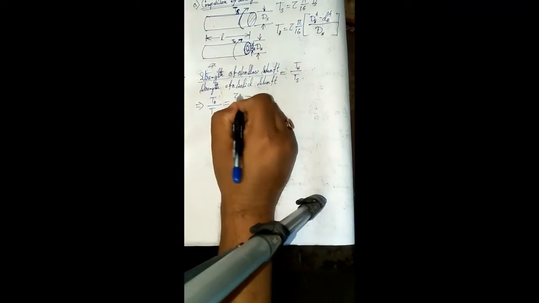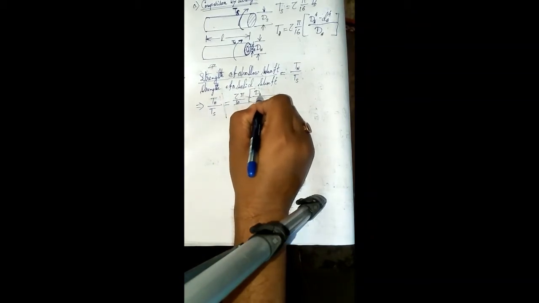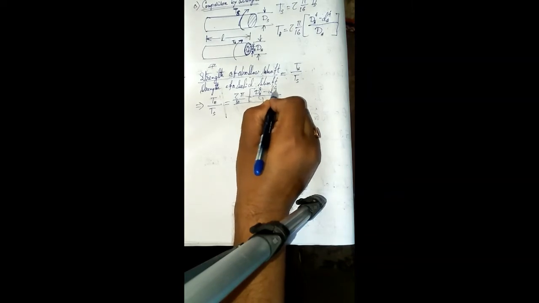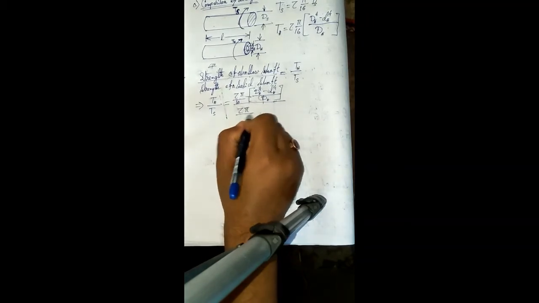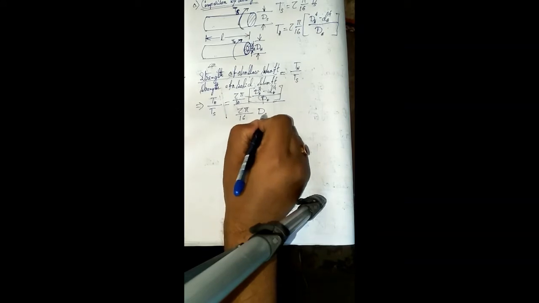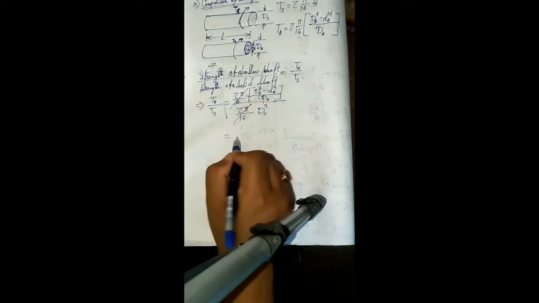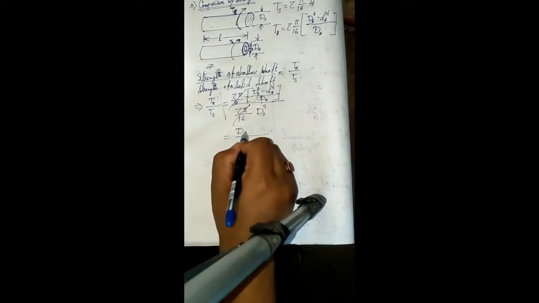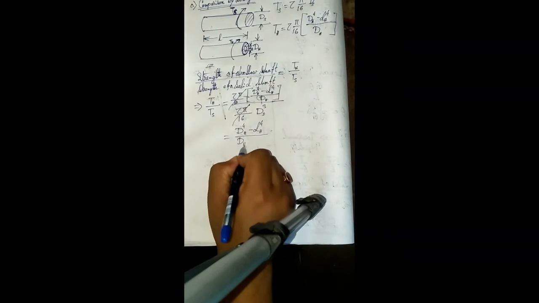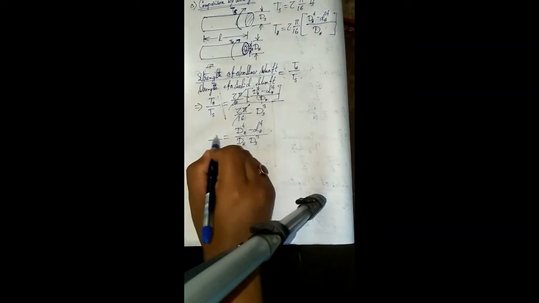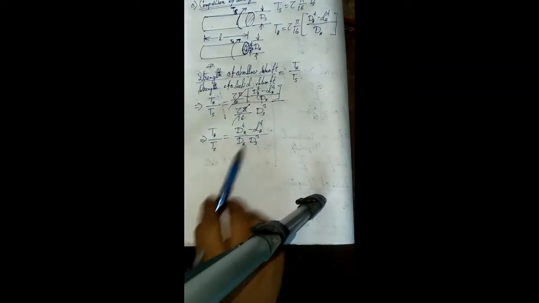this value, tau into pi by 16 into capital DH to the power 4 minus small dh to the power 4 by capital DH, divided by tau pi by 16 into ds cube. Okay, so you can cancel out these two things. You can write capital DH to the power 4 minus small dh to the power 4 by capital DH into ds cube, that is th to ts is equals to this.